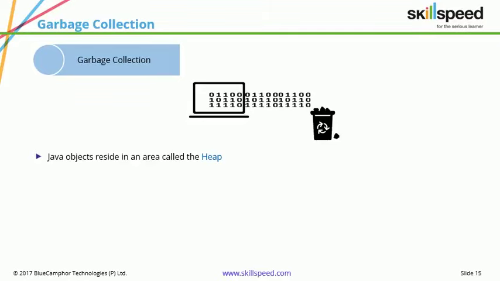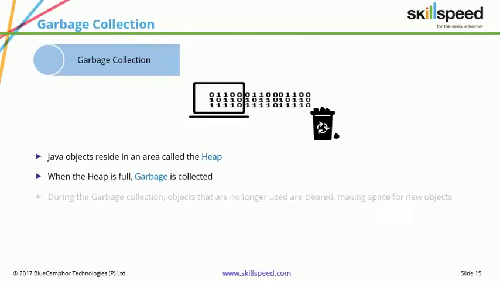Whatever Java object that we create will be residing in an area called heap. We spoke about heap a few minutes ago. Heap is the place where the Java objects reside, and when the heap is full, the garbage is collected. During the garbage collection, the objects which are no longer used will be cleared, and they will make space for the new objects. Because the objects are no longer being used, we don't need them anymore, so there will be marking for those objects and they will be cleared.